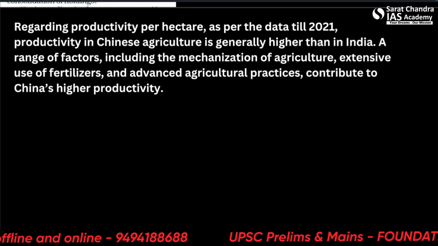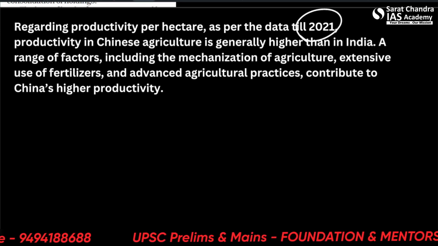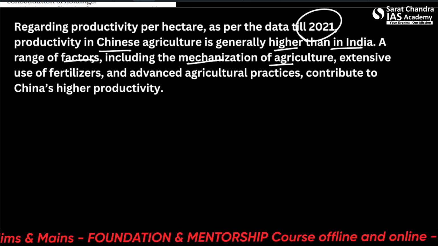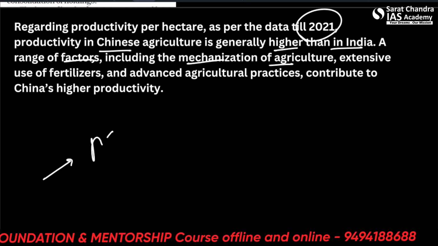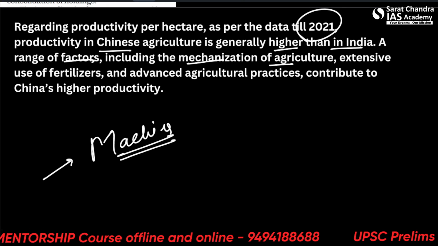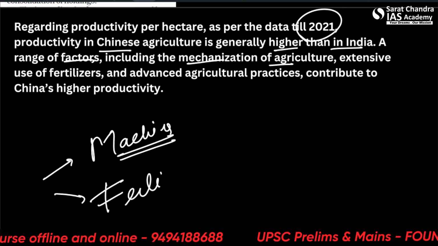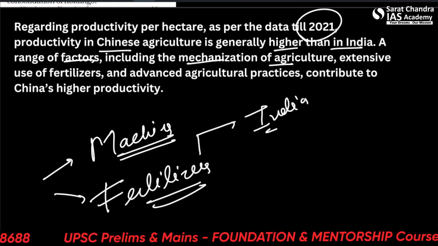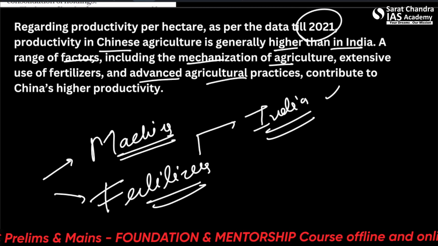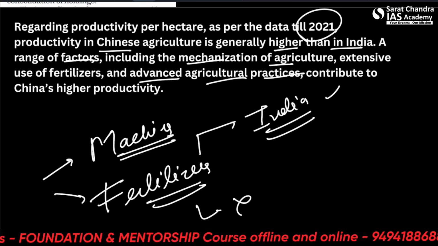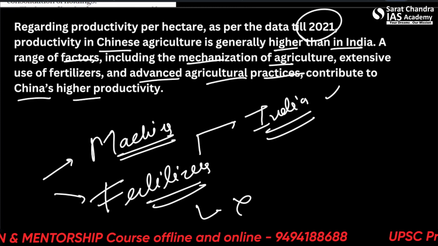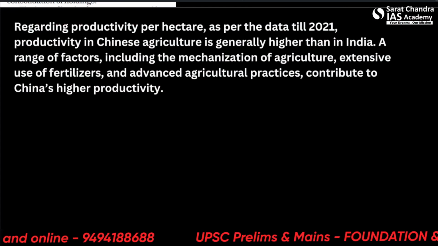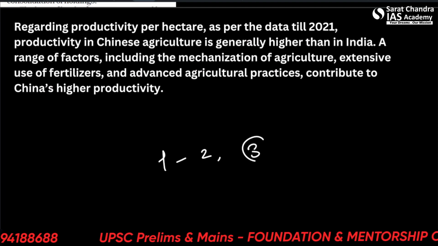Regarding productivity per hectare, as per the data till 2021, productivity in Chinese agriculture is generally higher than that in India. A range of factors, including the mechanization of agriculture, that means they have more machines, extensive use of fertilizers, which has right now even become a problem in India, especially in the regions of Punjab, and advanced agriculture practices, which we do not have right now pan India, contribute to China's higher productivity. So it tells us that statements 1 and 2 are correct, and 3 is not correct.